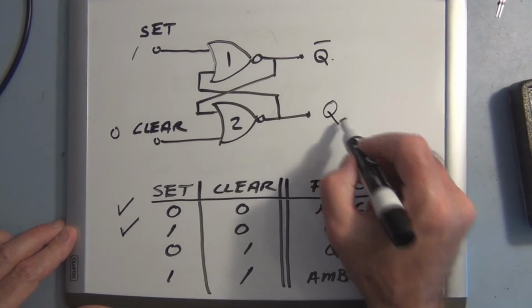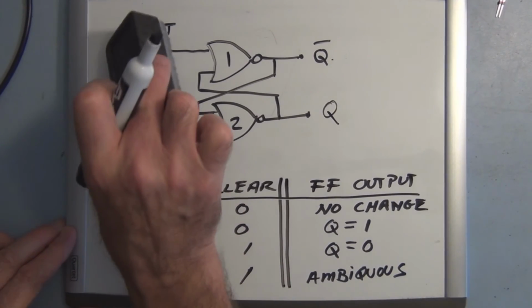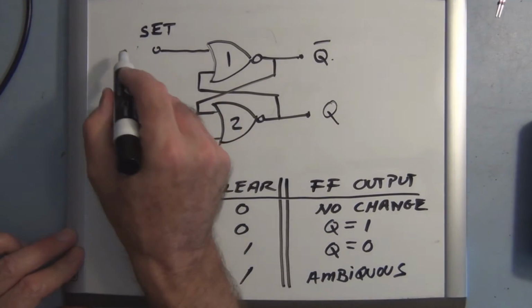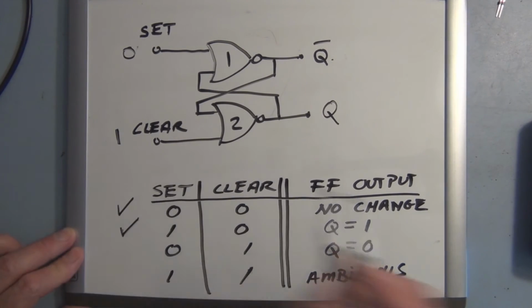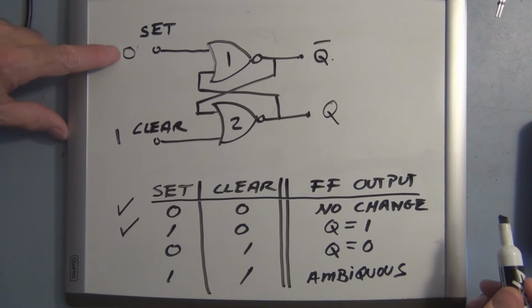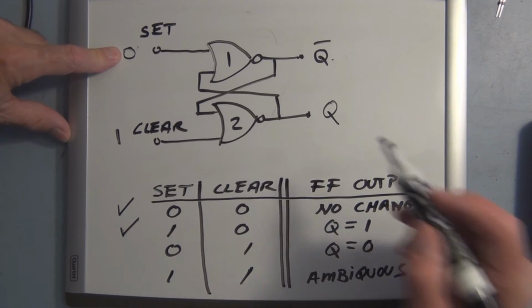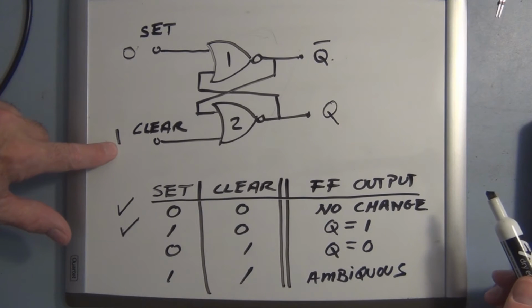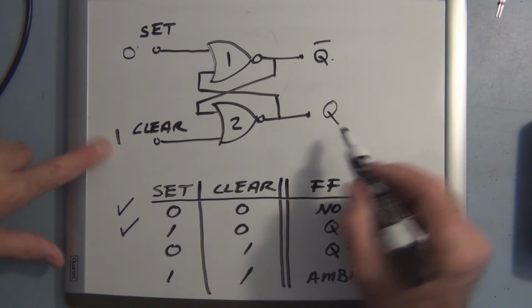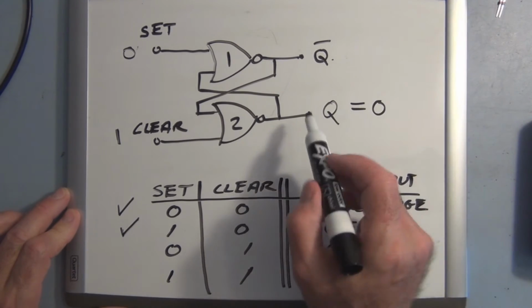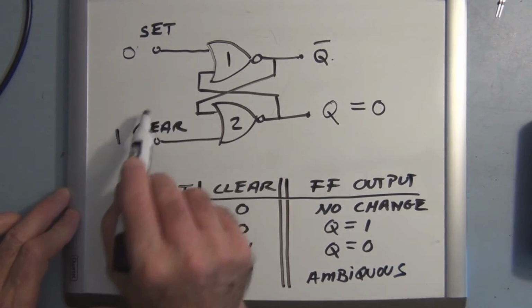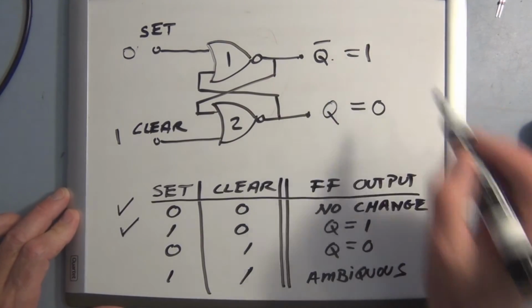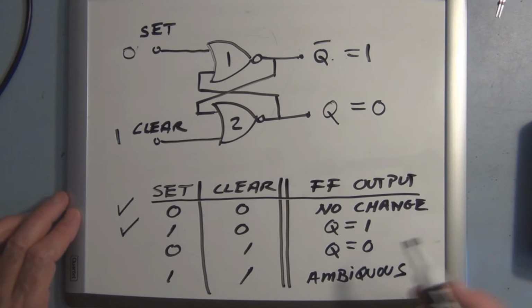So this is Q again. And we've got set equal to 0 and clear equal to 1. So now we have set 0, and clear equal to a 1. This, of course, is going to make Q equal to 0. This 0 gets fed back to the first NOR gate, and a 0 and a 0 produces a 1. So here we've verified this condition here.